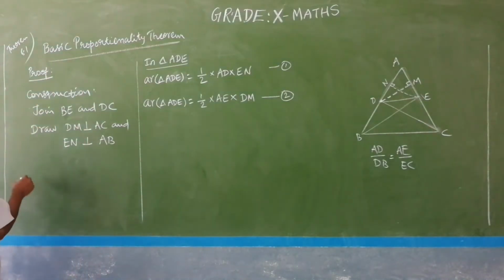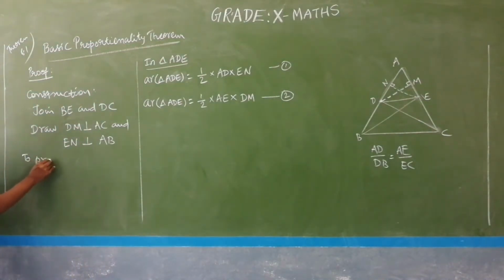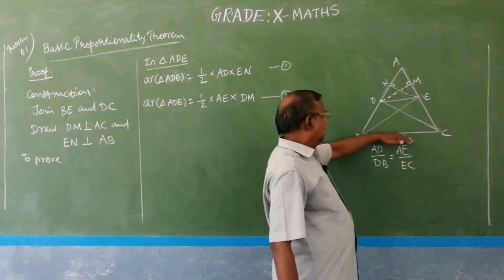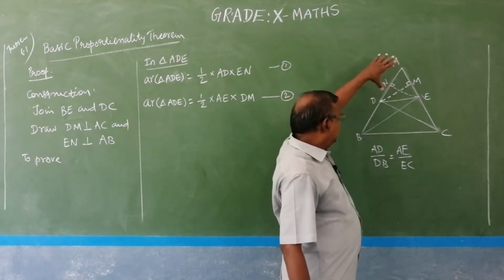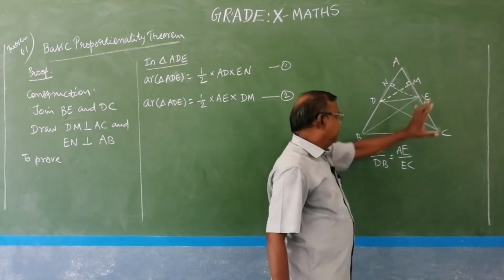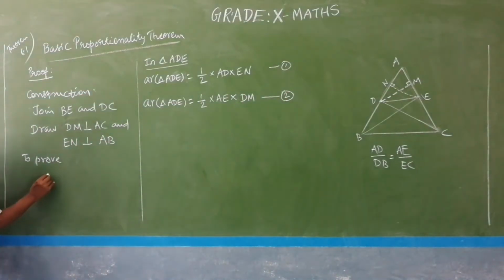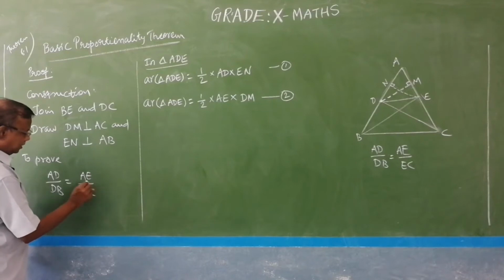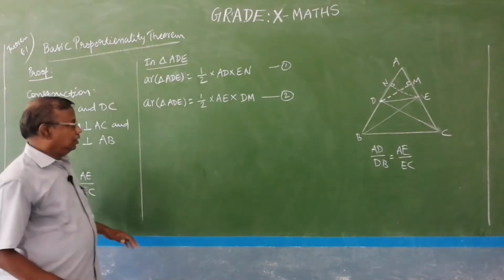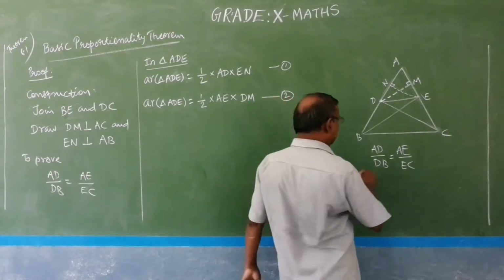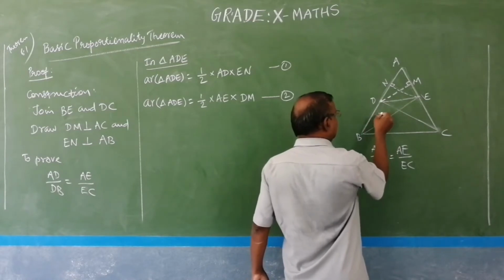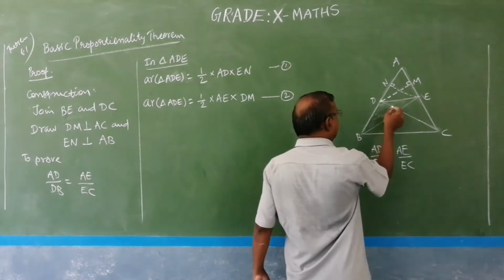And what do we need to prove? We have drawn DE parallel to BC in triangle ABC. We need to prove AD by DB equal to AE by AC. So this is okay. Now consider triangle BDE. Here I am shading this. Consider the triangle BDE.